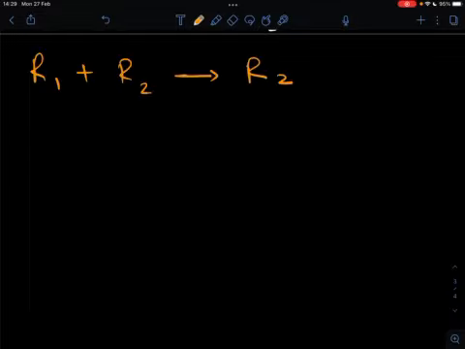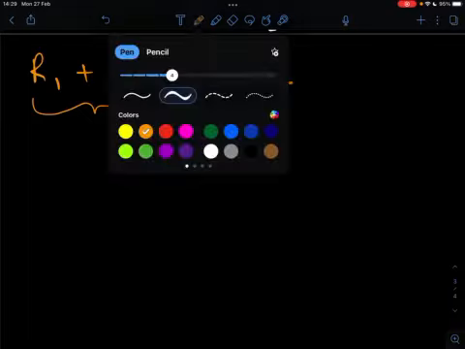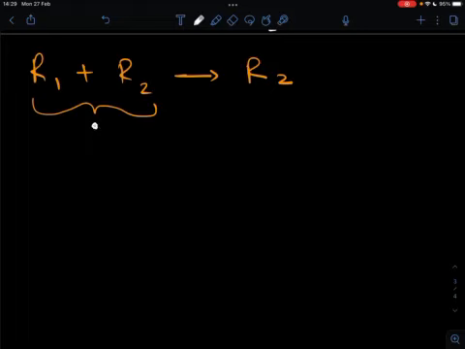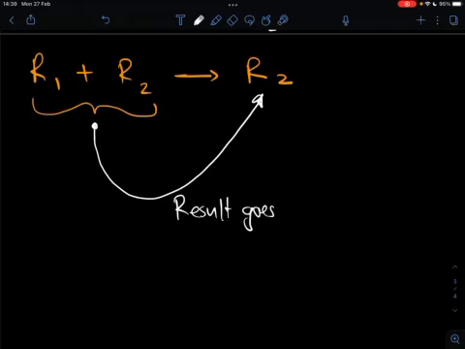So you have to get used to also using this notation at times. Sometimes you can just write R1 plus R2 to R2. What this notation means is that you are going to add these two rows together, and the result that you obtain is going to be put into row 2. So the result goes to row 2 like that.